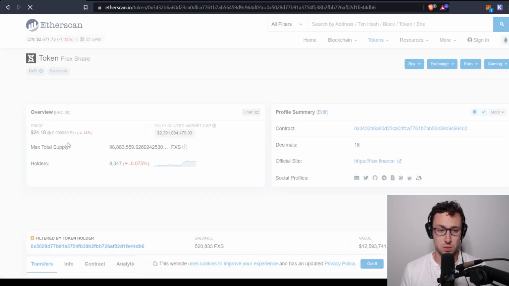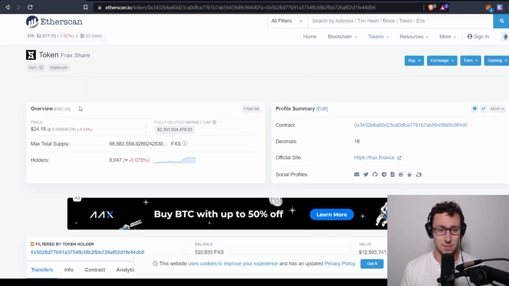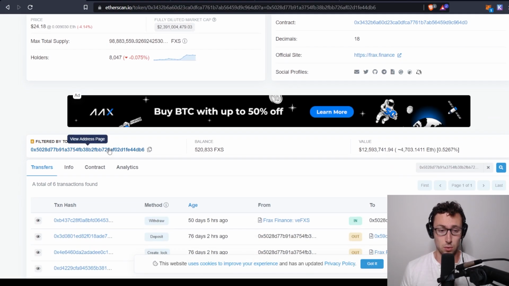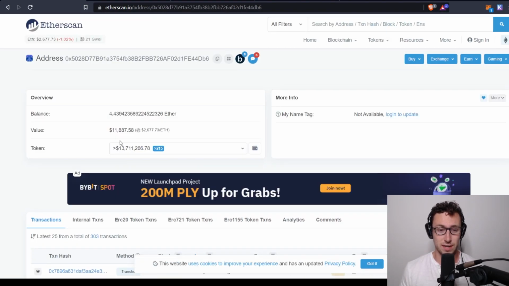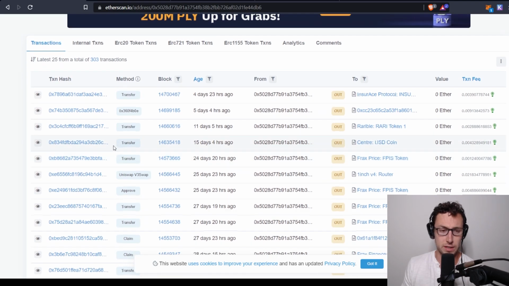So say I clicked on this wallet here. I don't know who this belongs to. Whoever it is, they have a lot of money though. So the first thing it did was filter specifically to showing this person's FXS holdings. However, if I click on their address, then I can go here and see they've got about 4.4 Ethereum.